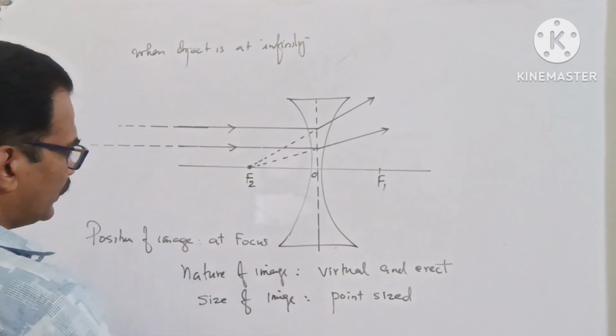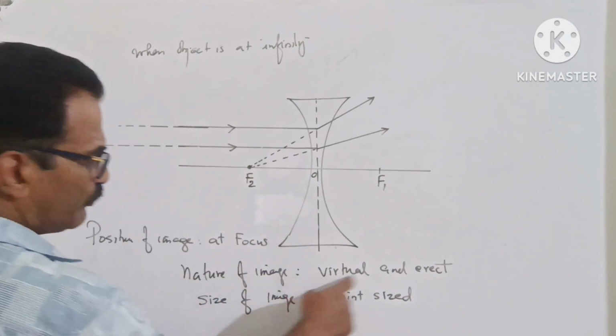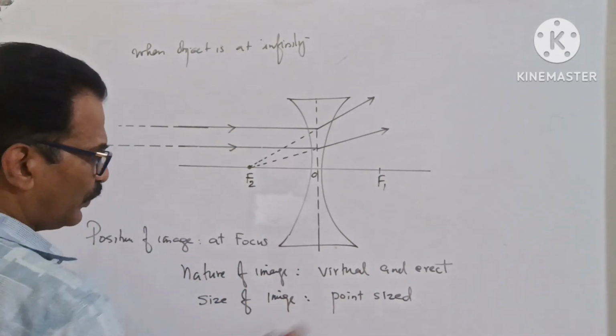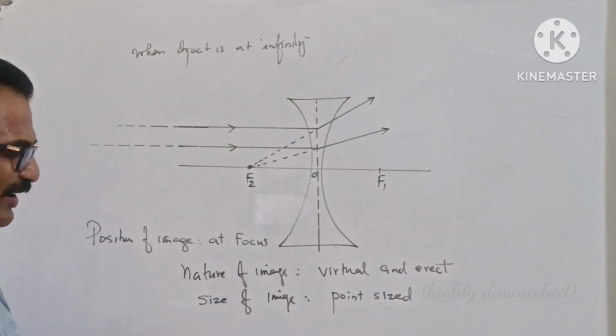So position of image I have written, that is at focus. Nature is virtual and direct. Size of image is a point size. Point size means highly diminished.